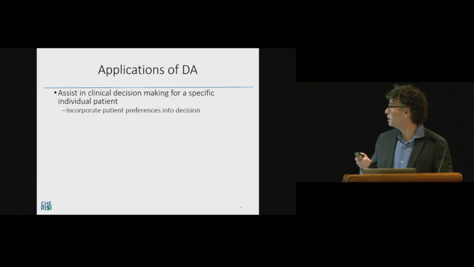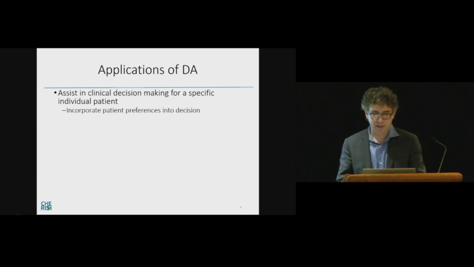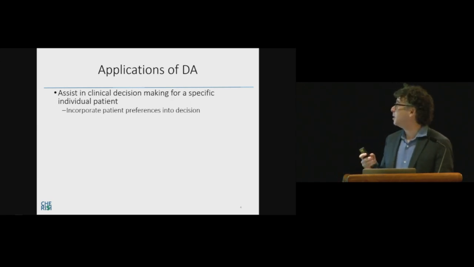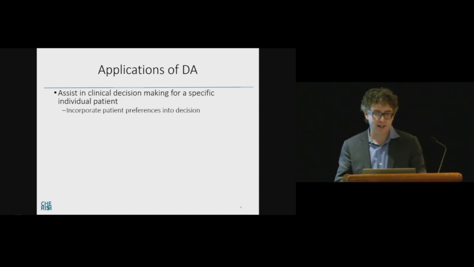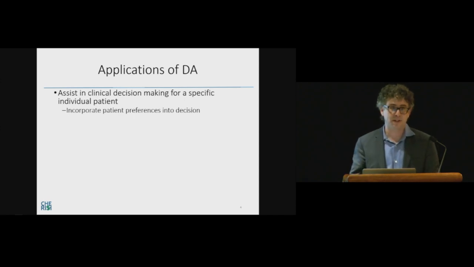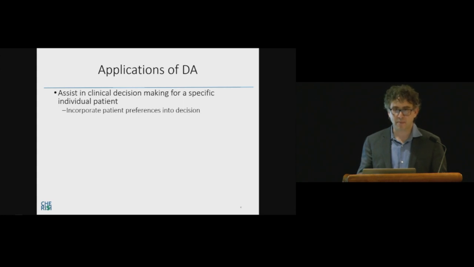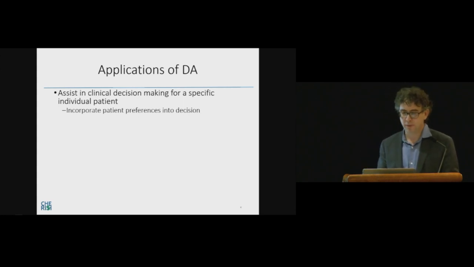Applications of decision analysis. So one application of decision analysis is to assist in decision making for a specific individual patient. Right? So there are people who do decision analyses where the end goal is some sort of tool where, if there is a patient sitting in front of me in the chair who's struggling with a decision between, say, surgical or medical management of a disease, we can help that person elicit his or her preferences, think about what's important to him or her, and then based on the decision analysis, provide one rubric for making the decision.